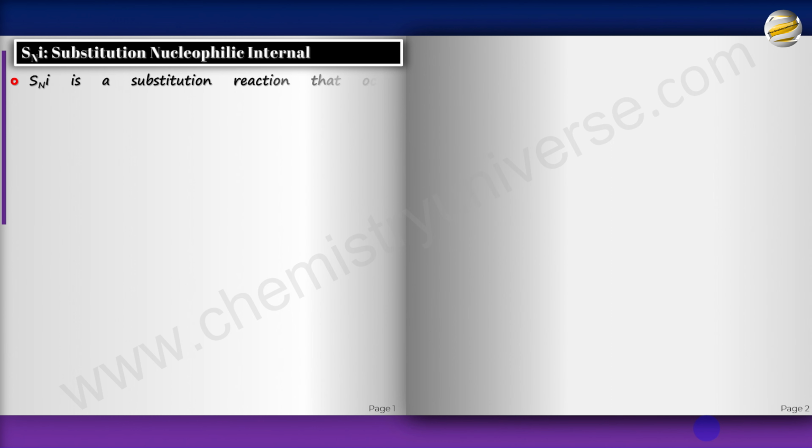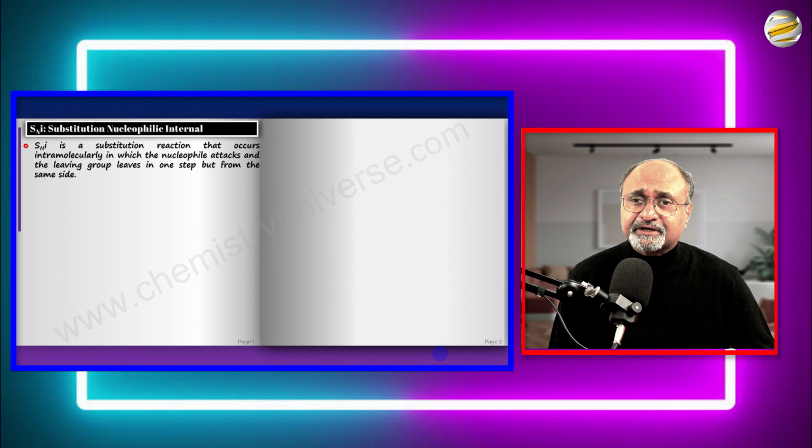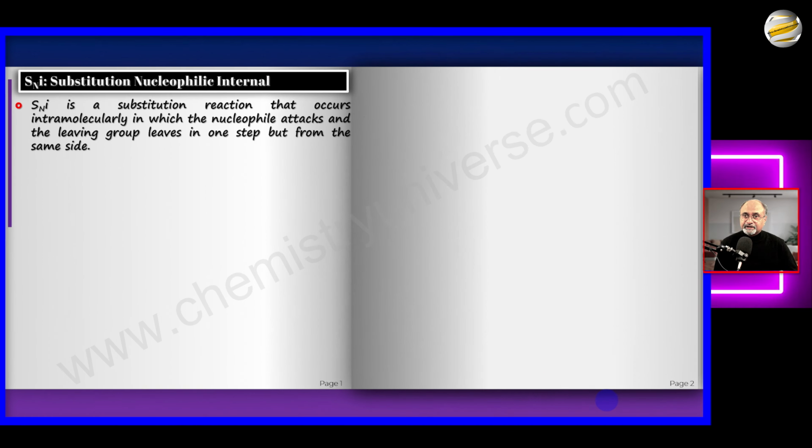SNi is a substitution reaction that occurs intramolecularly in which the nucleophile attacks the leaving group and the leaving group leaves in one step but from the same side. Now this is a key to this particular substitution. Remember here the attack of the nucleophile and the leaving of the leaving group is in the same step. It's a single step. But here the nucleophile and the leaving group are on the same side. The nucleophile attacks from the same side as the leaving group, unlike SN2 where it happened from the opposite side. So let's check that out.